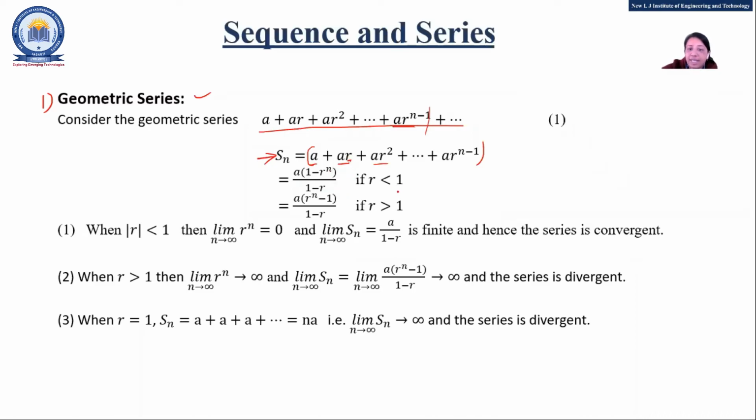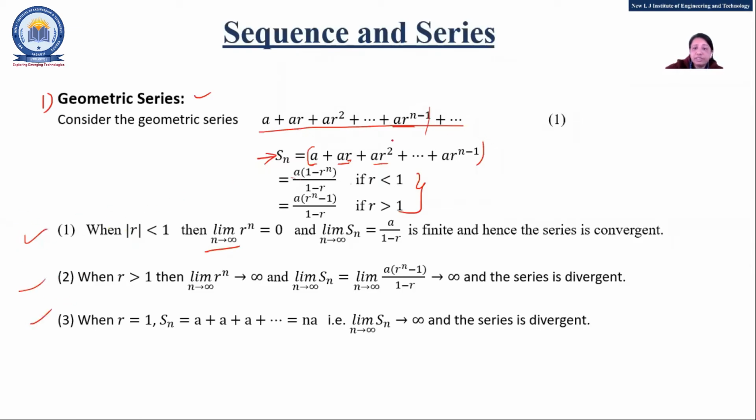If R is less than 1, it can be written like this. If R is greater than 0, then R raised to n minus 1. Nothing else, right? So this is the equation. If R is less than 1, you need to write this, otherwise this thing. Now, it will depend upon this. That means whenever you see this kind of thing, you need to find out the limit. So what should be the limit? That depends upon the value of R. So according to that, there are 3 cases.